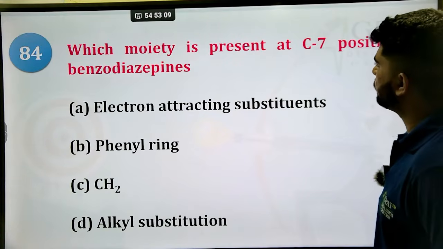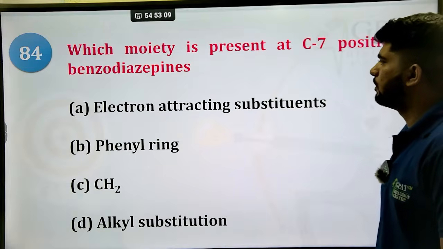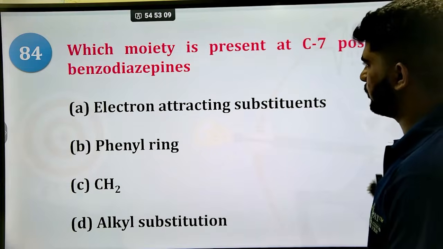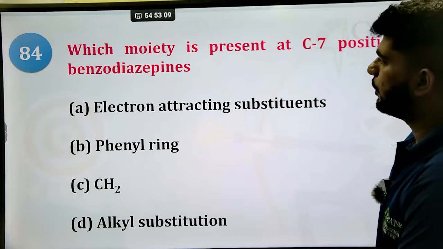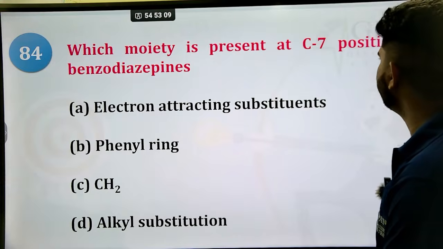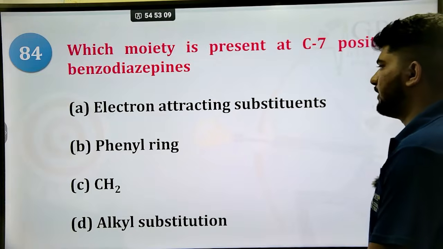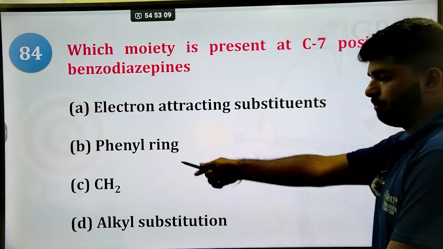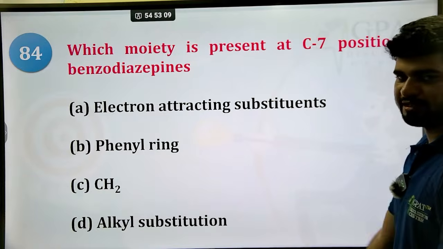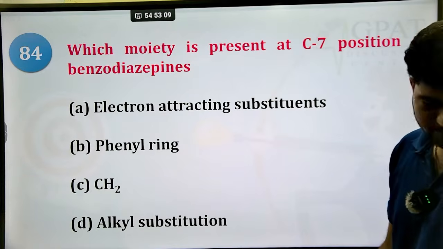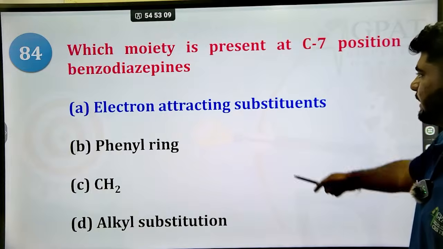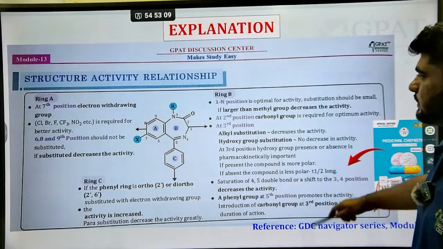Which moiety is present at the C7 position of the benzodiazepines? Electron attracting substituents, phenyl ring, methylene, or alkyl substitution. What's that, guys? That is nothing but your electron attracting substituents, right?